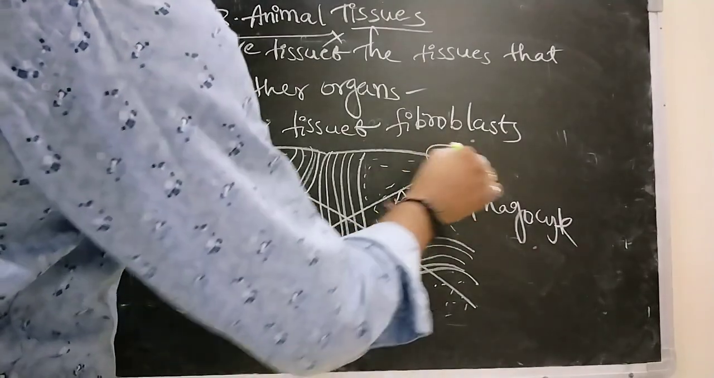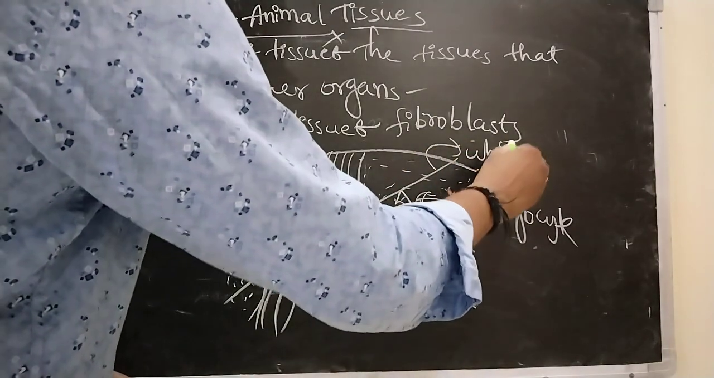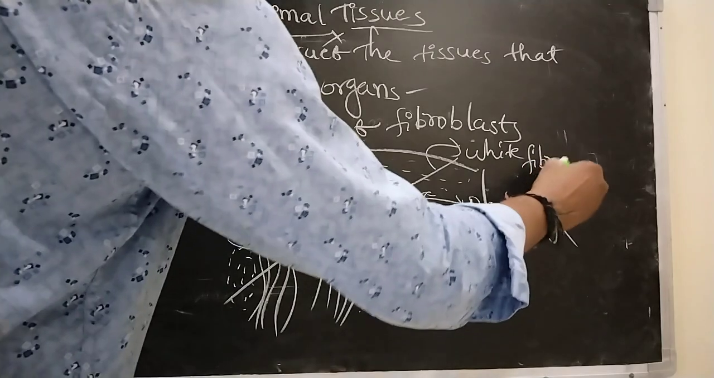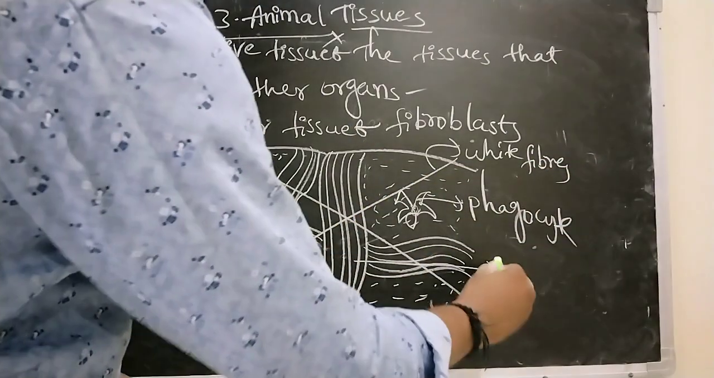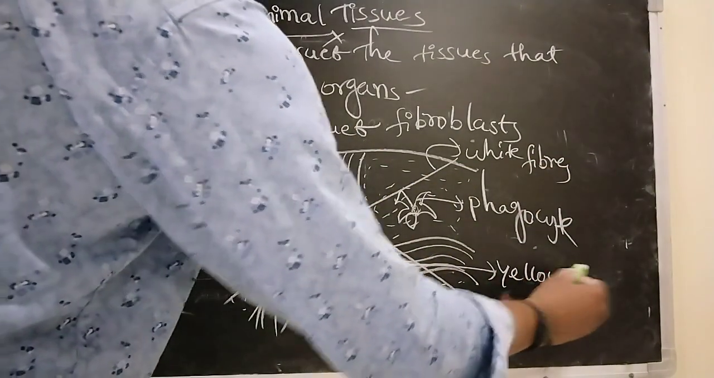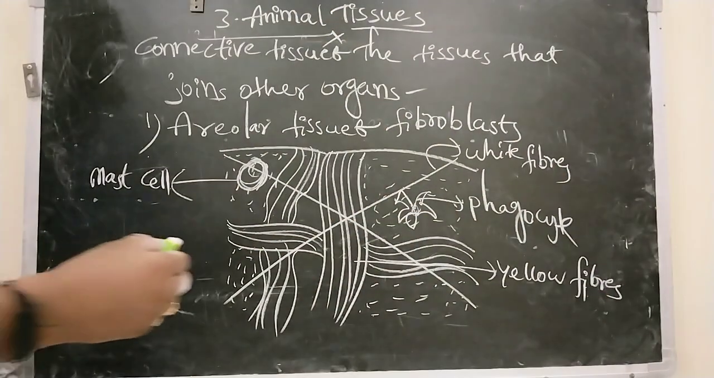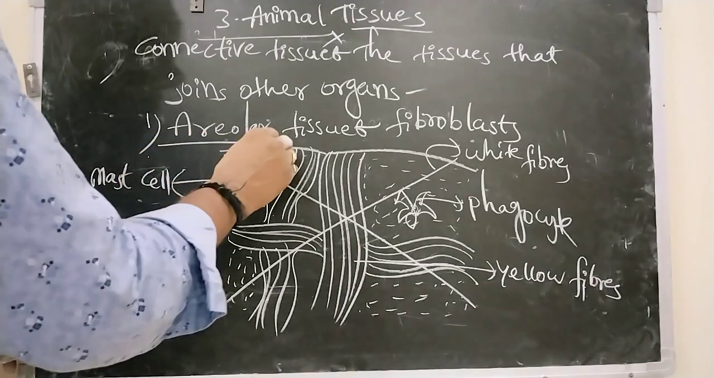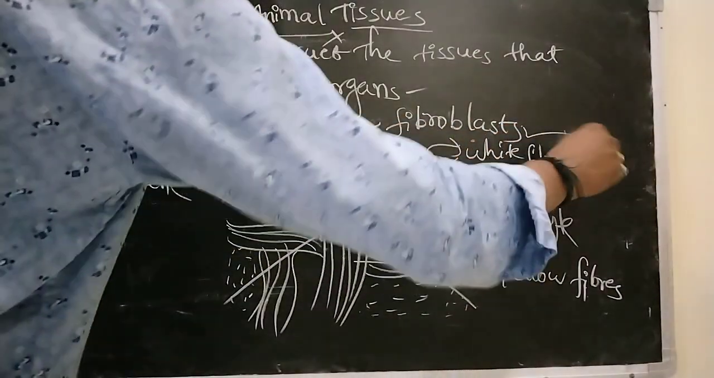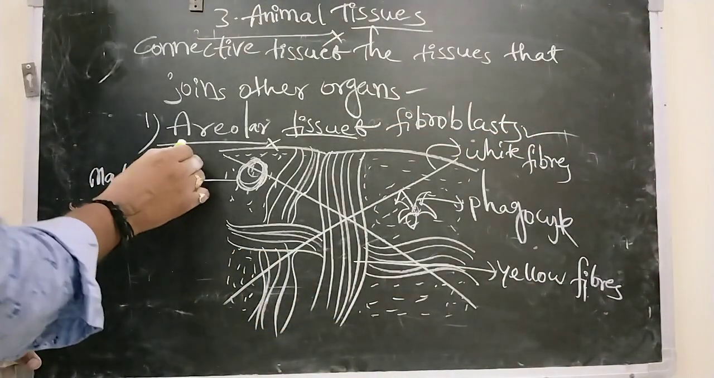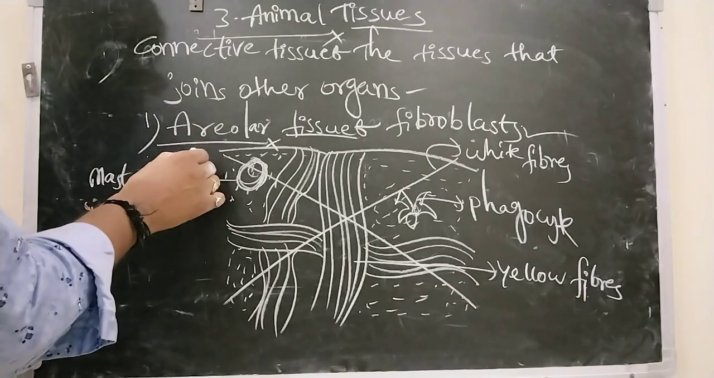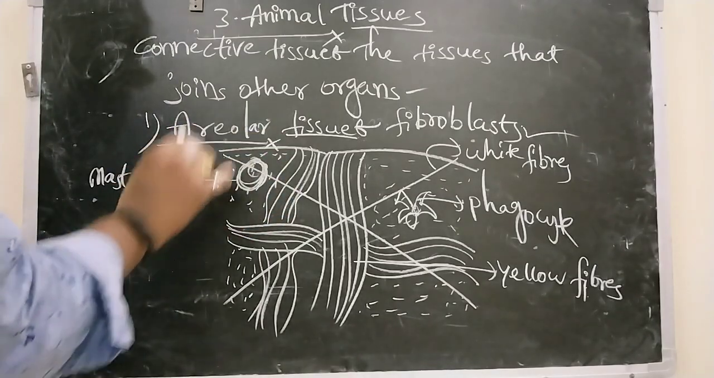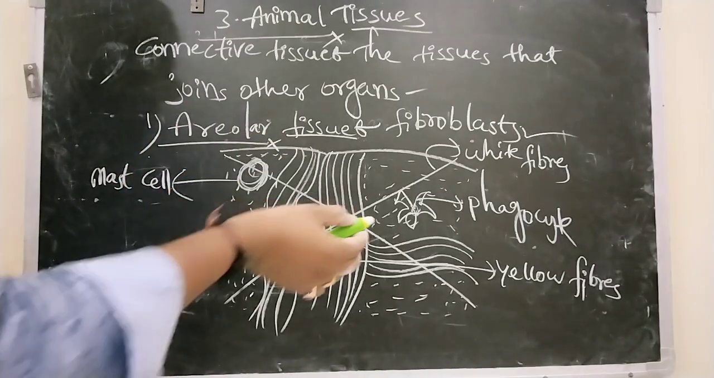These are white fibers, and there are also yellow elastic fibers, which are made up of collagen substance. The cells of areolar tissue are called fibroblasts. The function of areolar tissue is that it holds the organs tightly in position without any displacement.